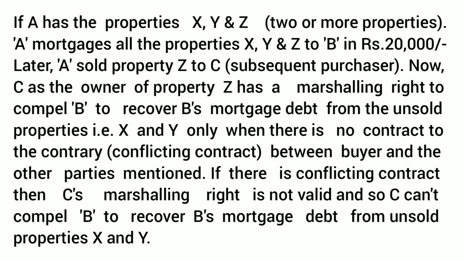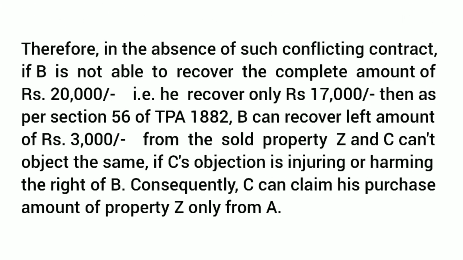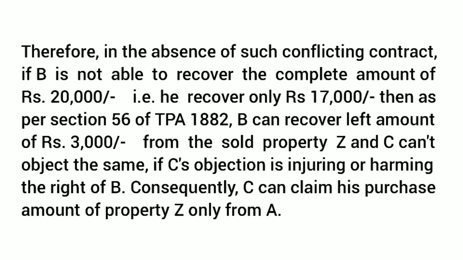This is only when there is no contract to the contrary, that is, a conflicting contract between the buyer and the other parties mentioned. If there is a conflicting contract, then C's marshalling right is not valid, and so C cannot compel B to recover B's mortgage debt from the unsold properties X and Y. Therefore, let us say there is no conflicting contract among the buyer, seller and mortgagor.